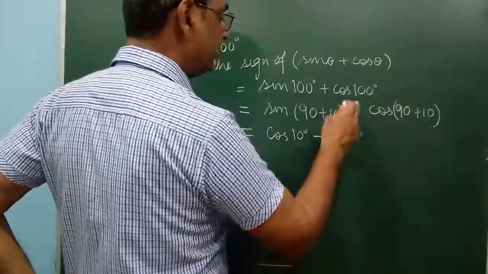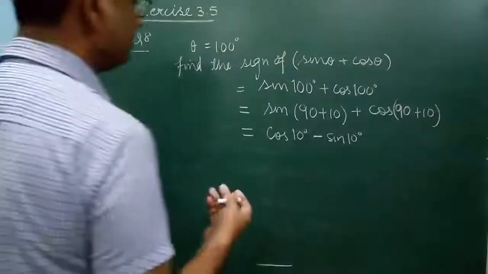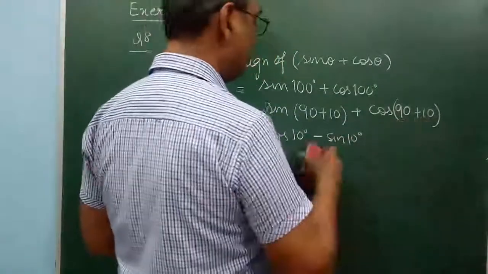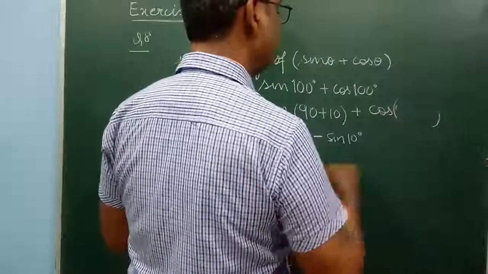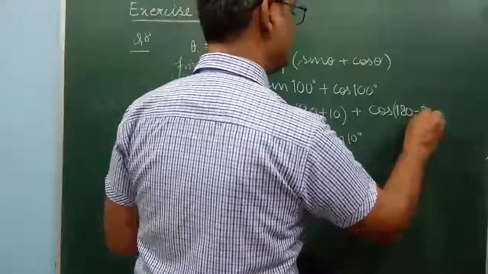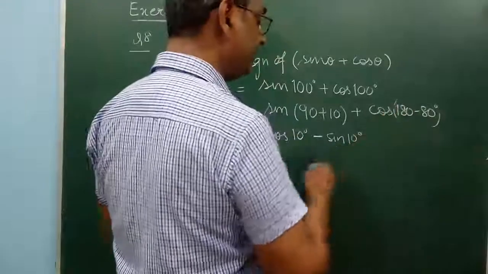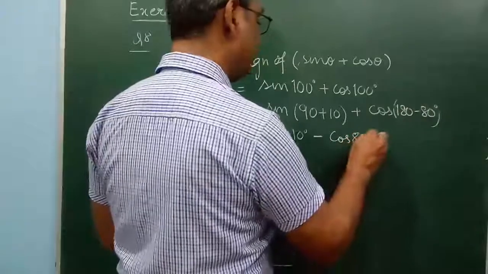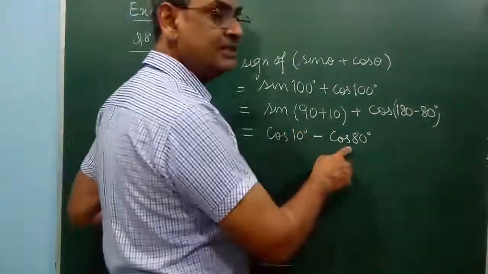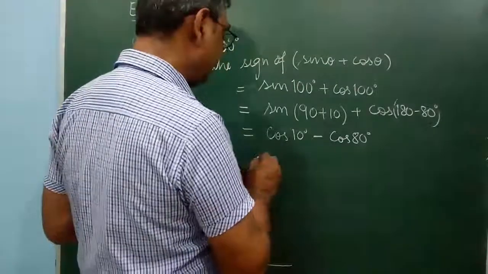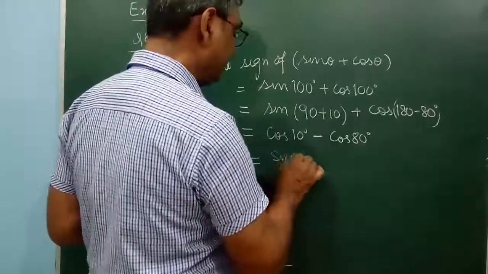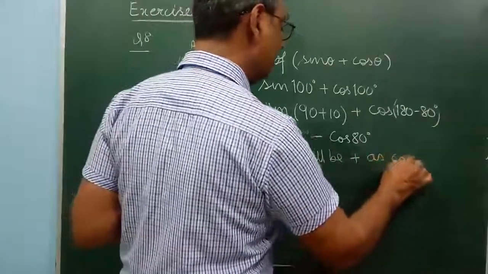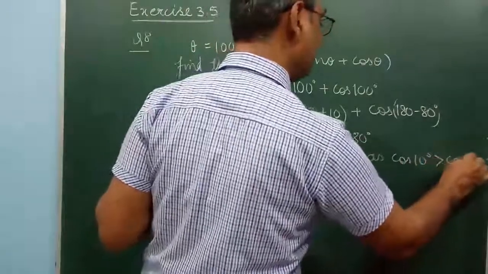Cos 100 can be written as, if you wish to write in terms of cos only, then also we can write. Here cos 100 can be written as, either you write it like this or you can write it another way round, 180 minus 80, if you wish to keep it in cos terms only. So here we can write it as cos 80 degree, and we know that cos 10 is greater than cos 80 degree. Therefore the sign will be positive as cos 10 degree is greater than cos 80 degree.